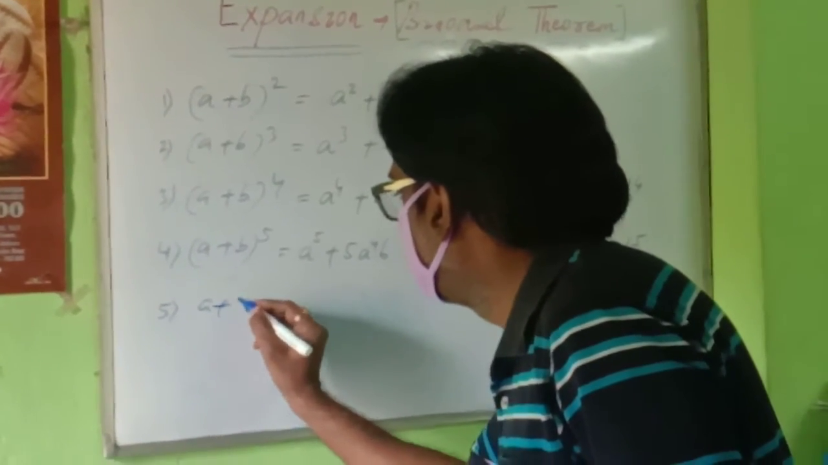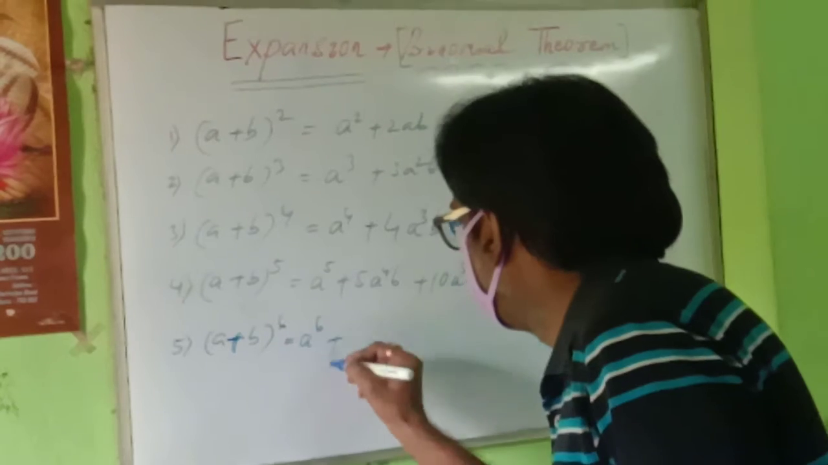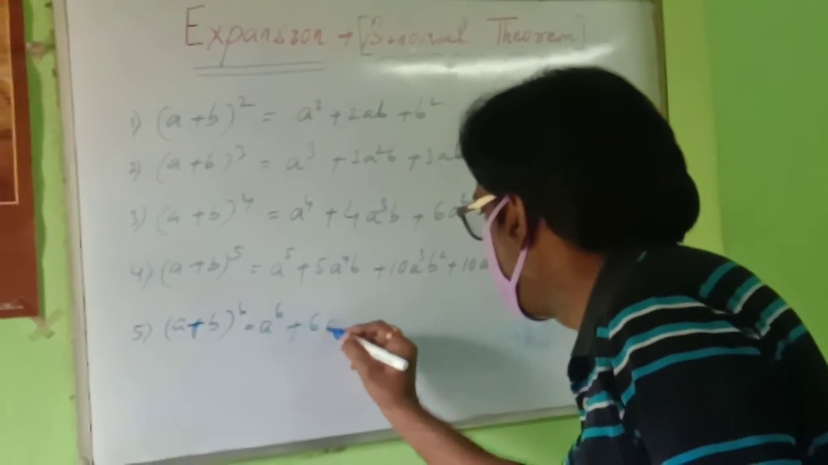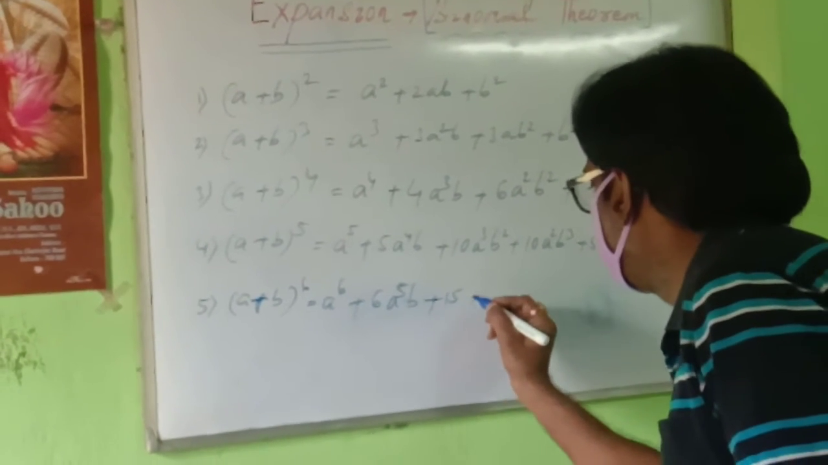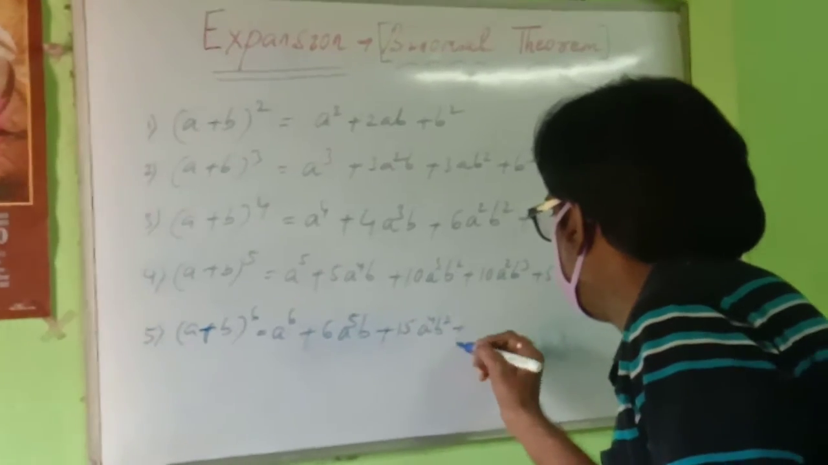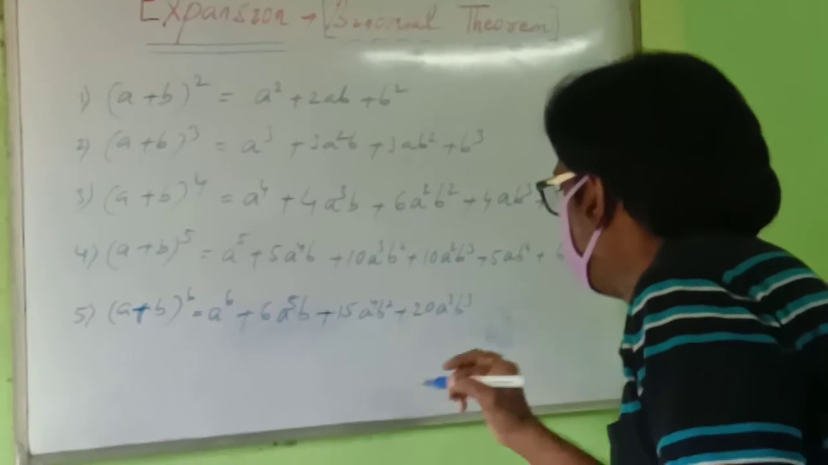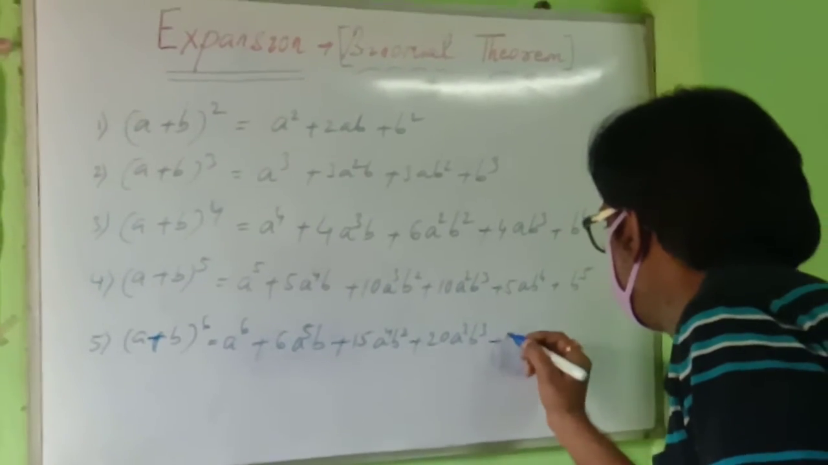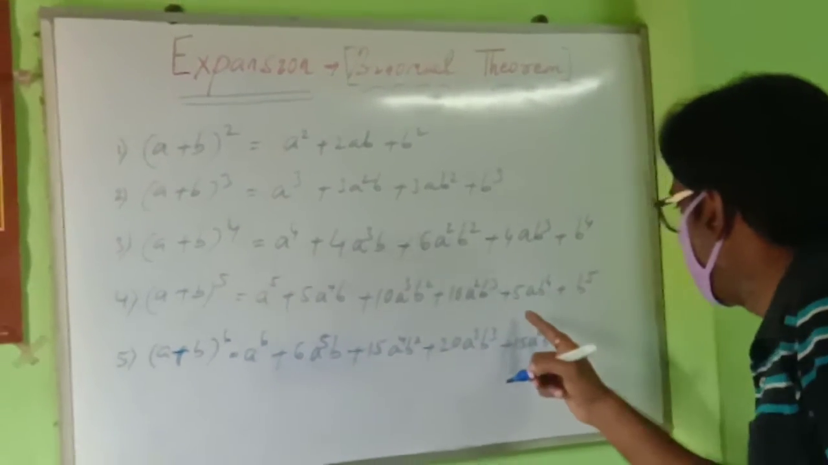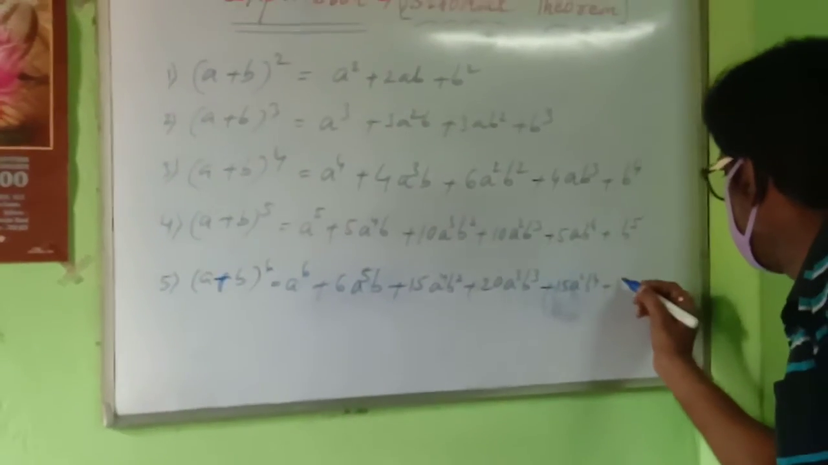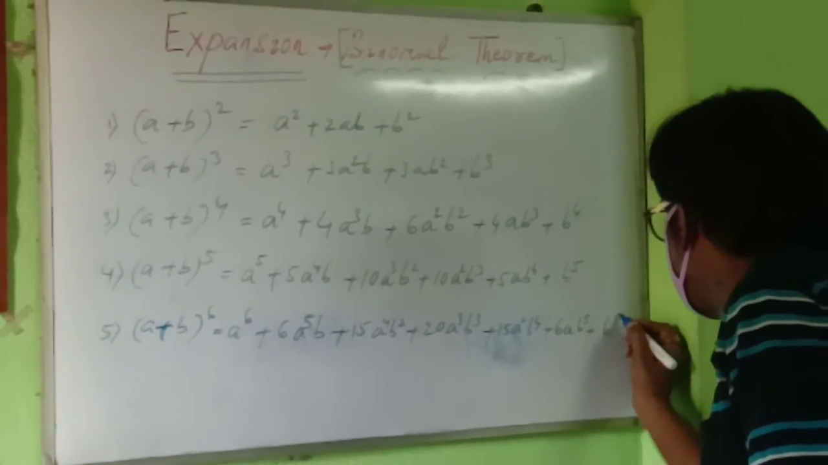The next, same process, a plus b whole to the power 6. Tell me, this will be a to the power 6. Next it will be 1 plus 5, 6, a to the power 5 b. Next it will be 5 plus 10, 15, a4 b square. Next will be 10 plus 10, 20, a cube b cube. Next it will be 10 plus 5, 15, a square b4. Next it will be 5 plus 1, 6, a b5. Last it will be b to the power 6.